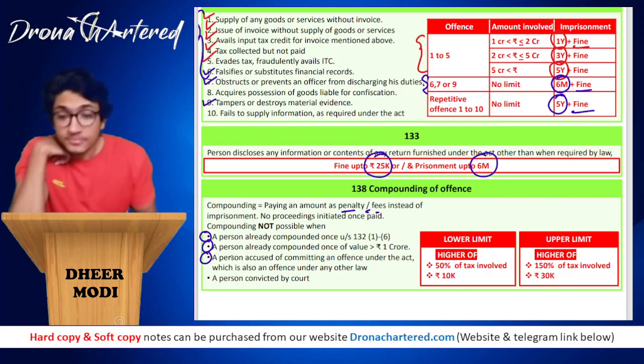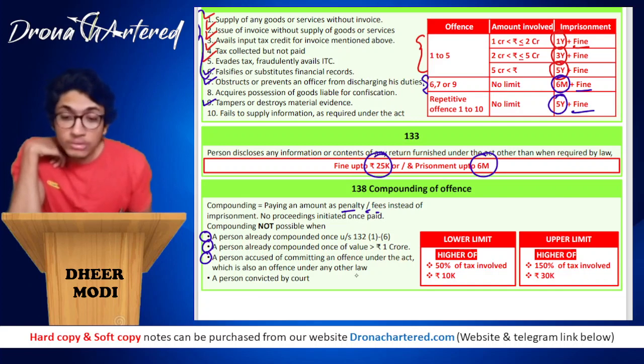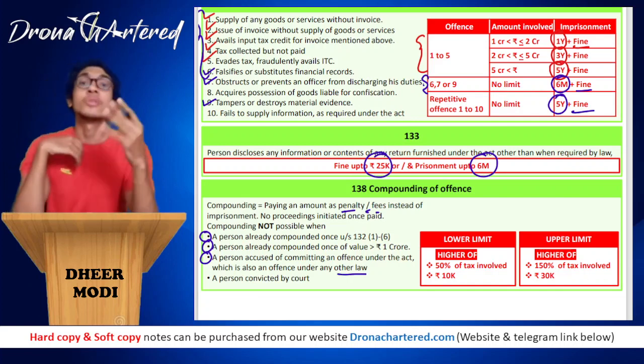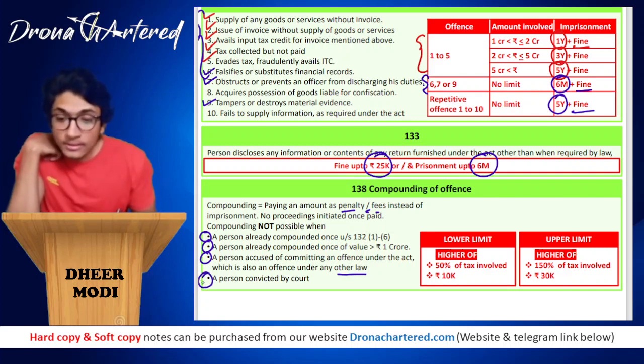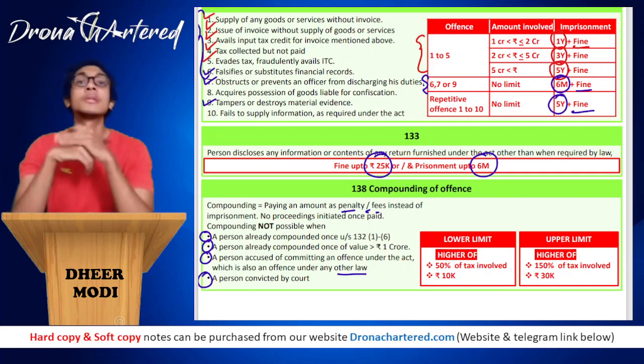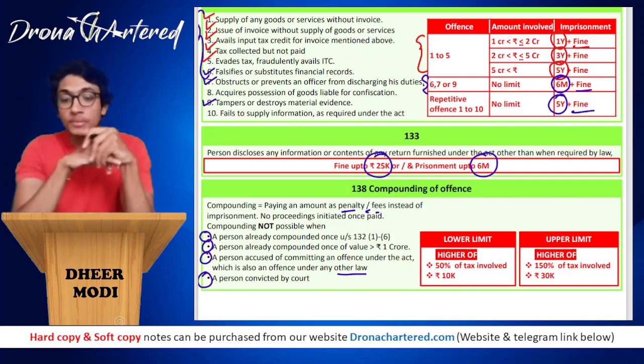A person accused of committing an offense under the act, which is also an offense under any other law. So if this is also an offense under any other law, compounding will not be allowed. And last is a person convicted by court. So if a person has already been convicted by a court, compounding under section 138 will not be allowed.